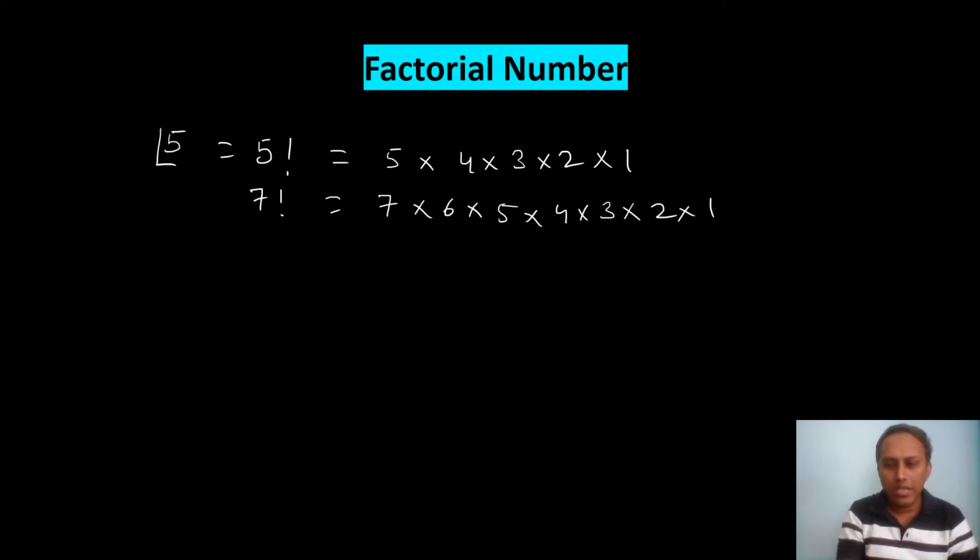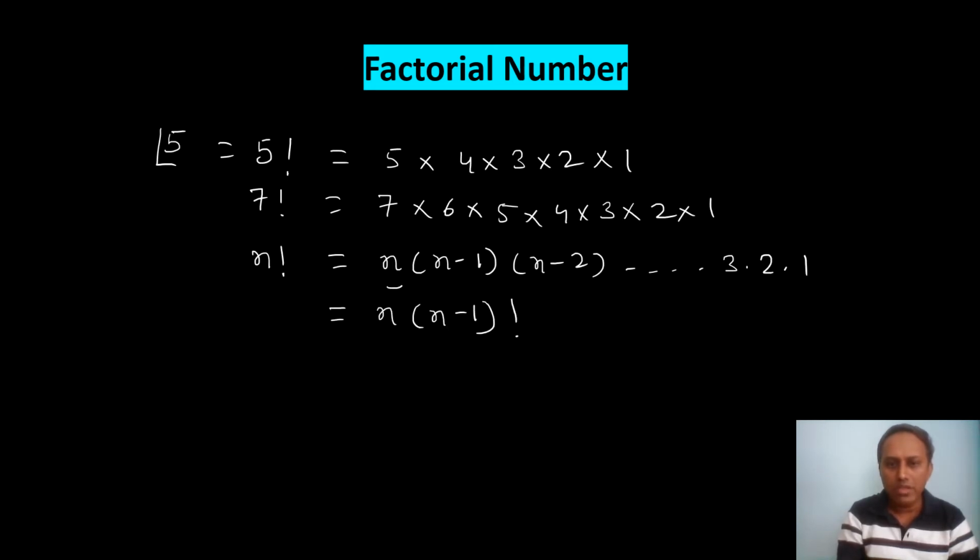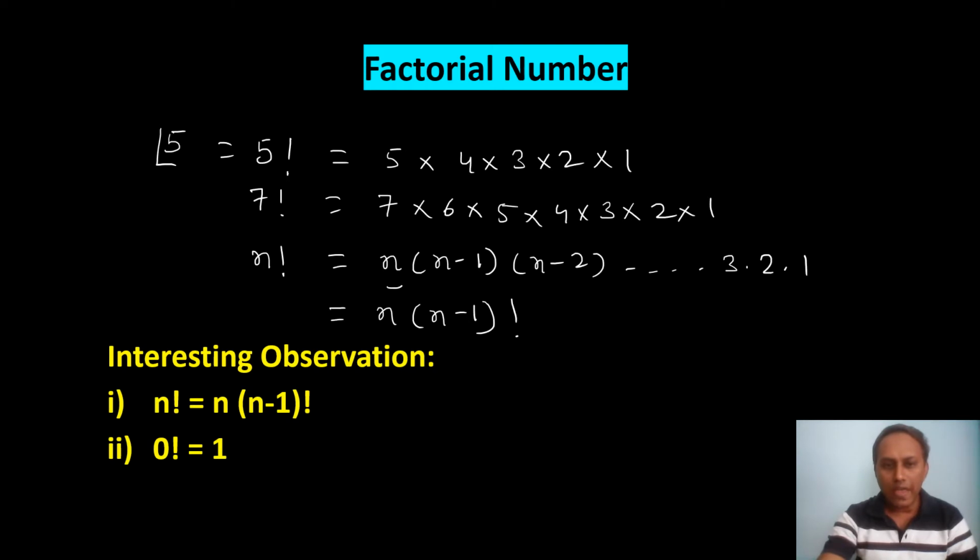So in general, if I have n factorial, so what is the meaning? n into n minus 1 into n minus 2, 1 less, up to 1. This is n factorial. So one interesting observation, look at this. If I exclude this n, then the remaining are n minus 1 factorial. So you can write n into n minus 1 factorial. So quick observation, n factorial is n into n minus 1 factorial and 0 factorial is 1. Hope factorial concept is now clear.